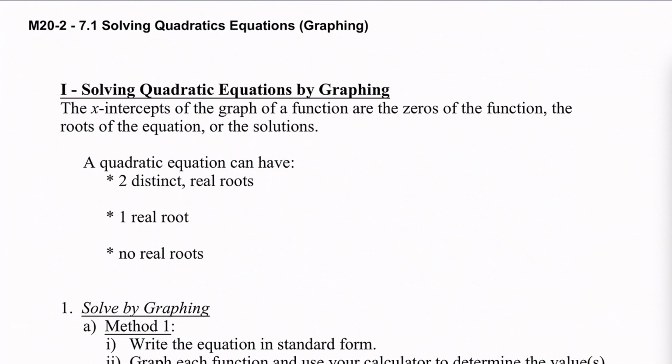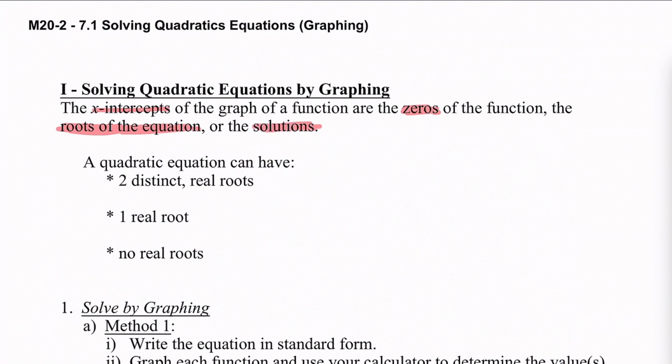So in this first section of notes, what we're going to be doing is solving quadratic equations by means of graphing. So we're going to need to use our graphing calculator. We're going to graph it on that and then determine the answers as we'll see below here. What it says first is the x-intercepts of the graph of a function are the zeros of the function, the roots of the equation, or the solutions. All of those mean the same thing, so I'm going to highlight them.